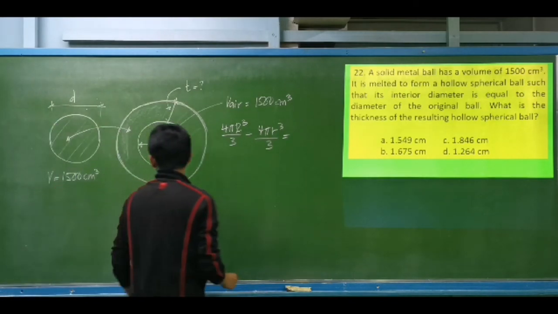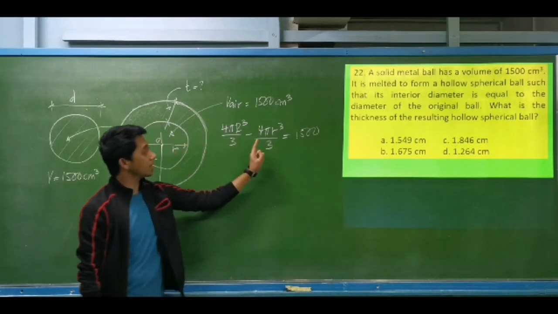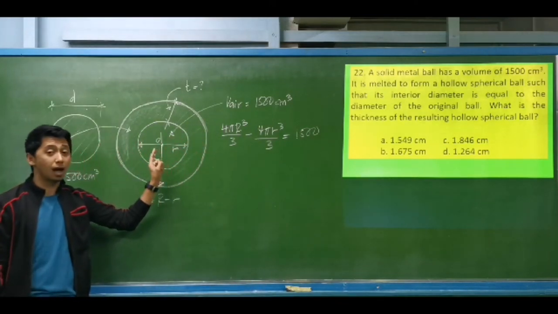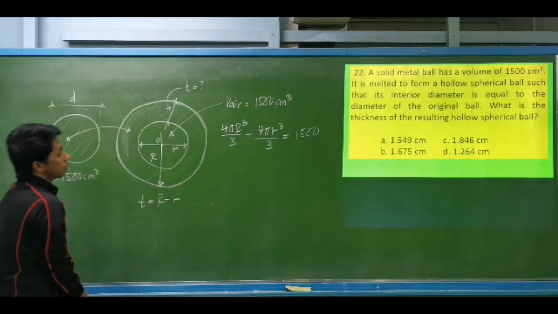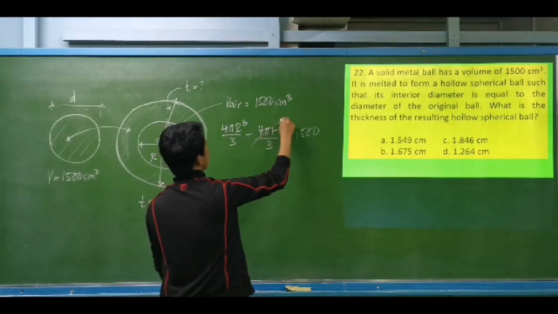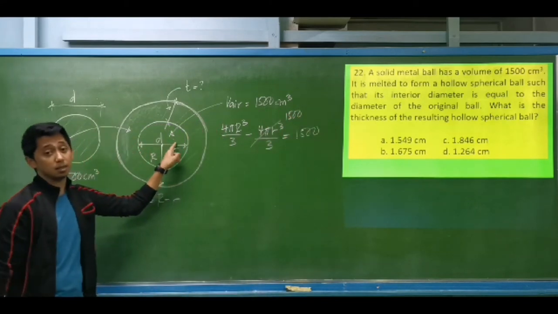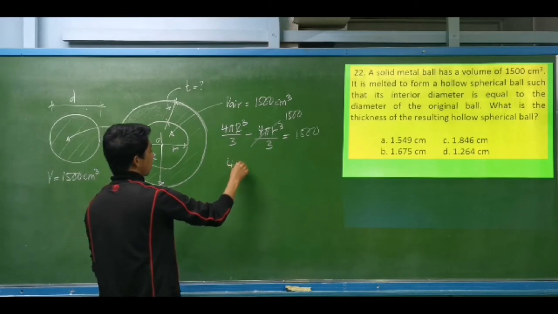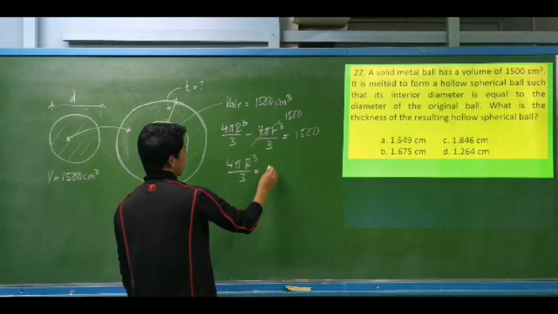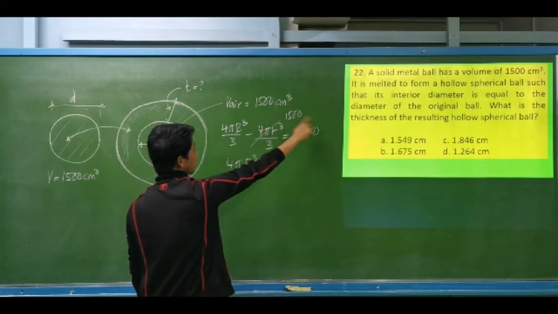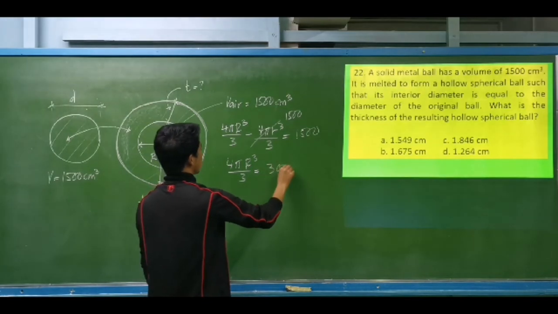So that should be equal to 1,500. Pero di ba alam natin ito? Alam natin yung volume ng hangin sa loob dahil the same diameter as the original ball. So alam ba natin yung volume na ito? This is the same as the 1,500. Siya yung volume ng hangin. So this is the same as 4 pi R cubed divided by 3 is now equal to, transpose ko yung 1,500. So 1,500 plus 1,500 is 3,000.